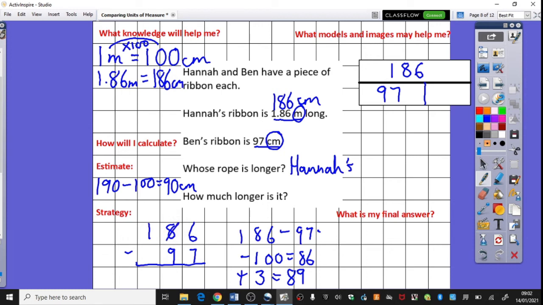6 take away 7. We need to do some exchanging here. Here's 9, and again here, 89. Yep, so our final answer then is 89 centimetres. And if we really wanted to do this in metres, we haven't obviously got 1 whole metre here, so we're going to divide by 100, which is 0.89 metres. But again, don't worry about this second step. That's just an extra bit you could do if you wish.